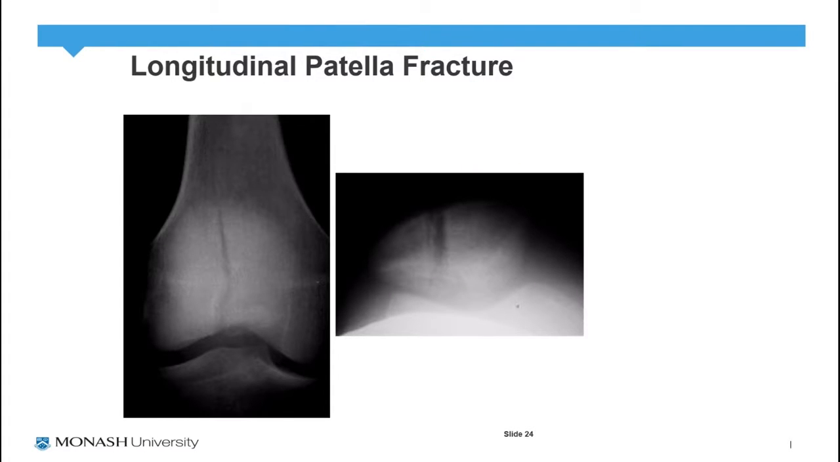And as I mentioned, if you are unsure whether the fracture is in the patella, a skyline view is really helpful, because on the AP view, we can see there's a lucency, but this could also be an intercondylar fracture.